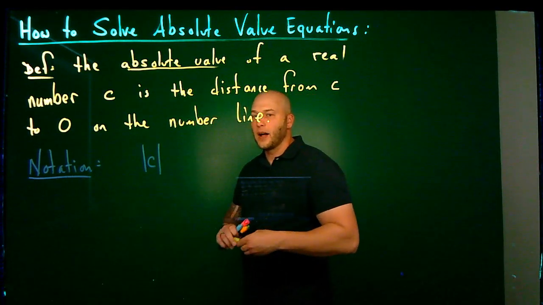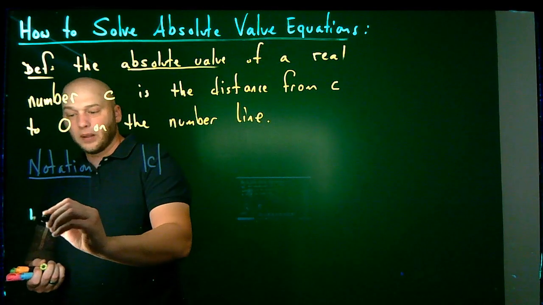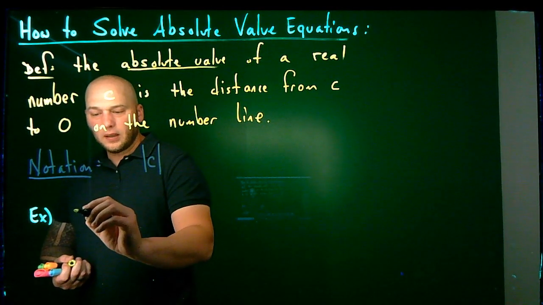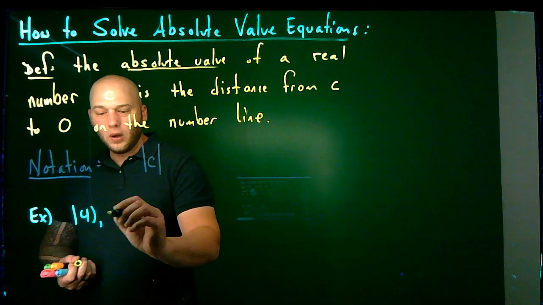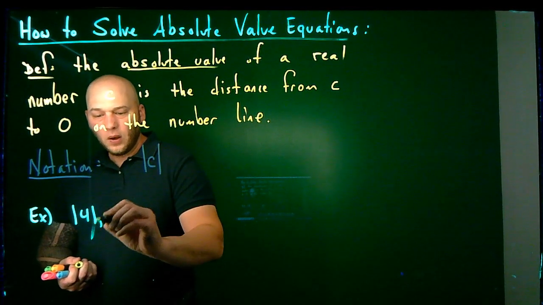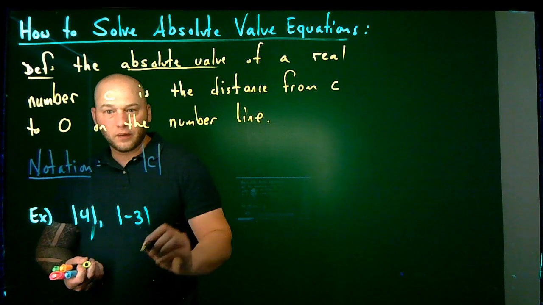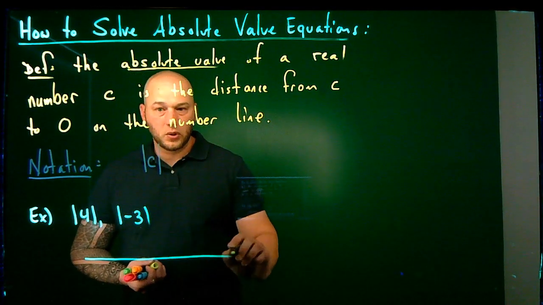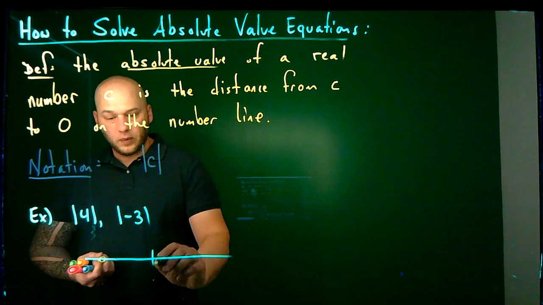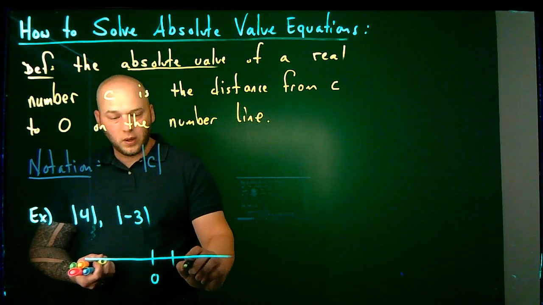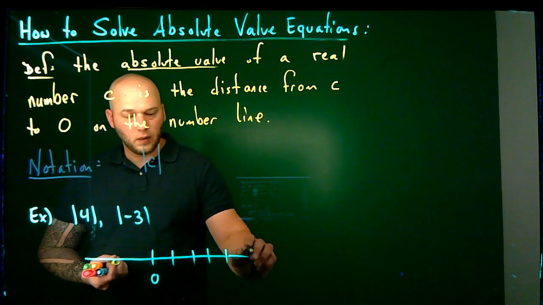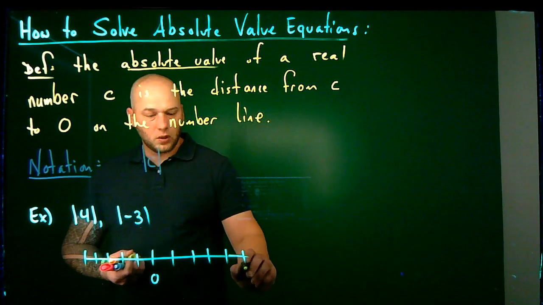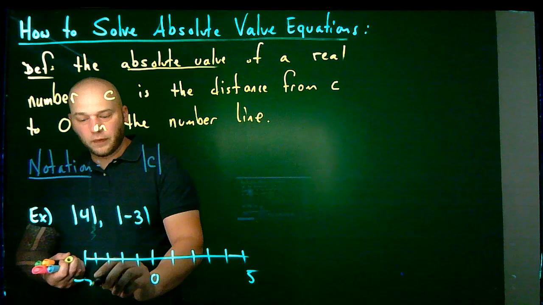Let's look at the following example, and then we'll sketch it. If I want to look at the absolute value of 4, or the absolute value of -3. Well, conceptually, again, this is the distance from 0 on the number line. So let's get a picture for that. So 0, 1, 2, 3, 4, 5, and -1, -2, -3, -4, -5. So in other words, this goes on the number line from -5 to 5.